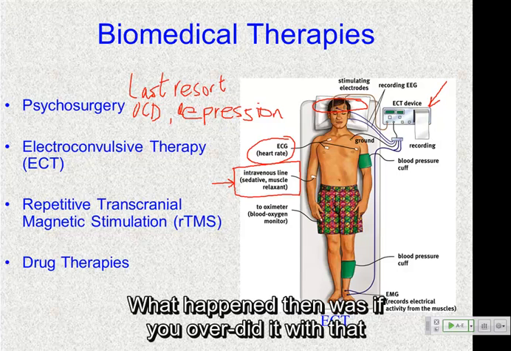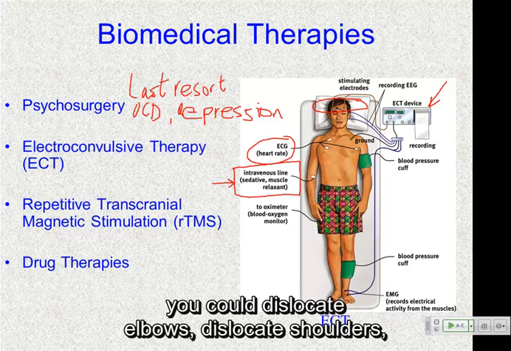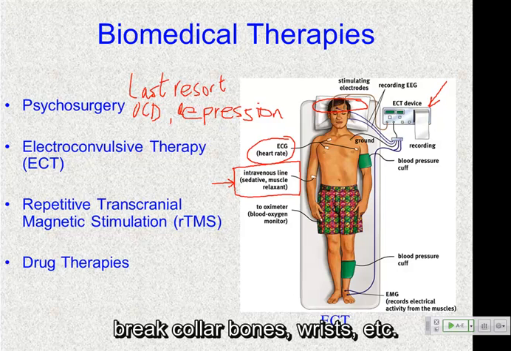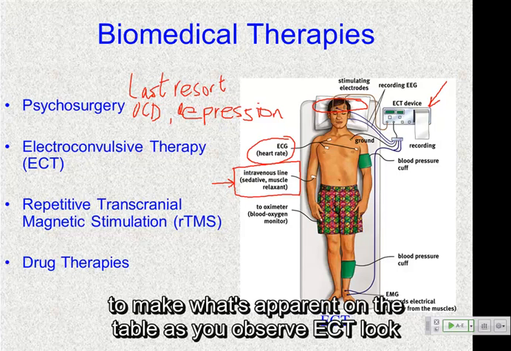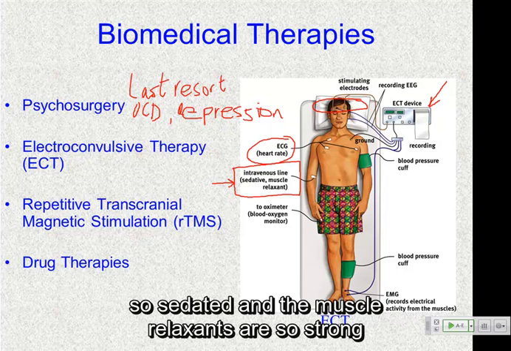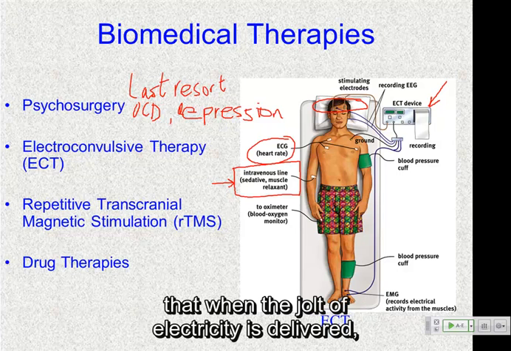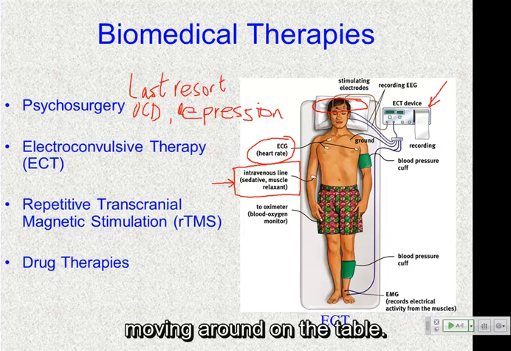What happened then was if you overdid it with that and they were moving real strongly against each other, you could dislocate elbows, dislocate shoulders, break collarbones, wrists, etc. Okay? So what we do now is we use these sedatives and muscle relaxants to make what's apparent on the table to you as you observe ECT look like not much of anything at all is happening. Okay? Because they're so sedated and the muscle relaxants are so strong that when the jolt of electricity is delivered, you don't see them sort of jumping around, moving around on the table.